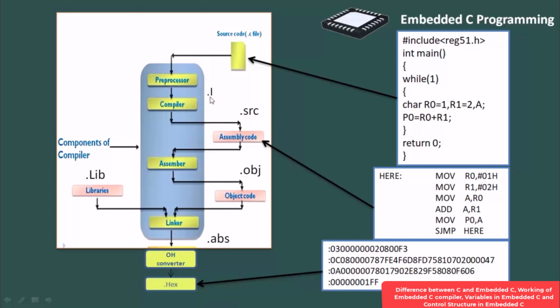The compiler works on the .i file and generates a .src file. This file is an assembly source file. The assembler converts the assembly file to a .obj file. The .obj file contains relocatable object code. These files are linked with other .obj files and libraries by the linker to generate an .abs file, an absolute object file. The OH converter, that is the object code to hex converter, generates a .hex file. This file is the binary file used to program the processor.